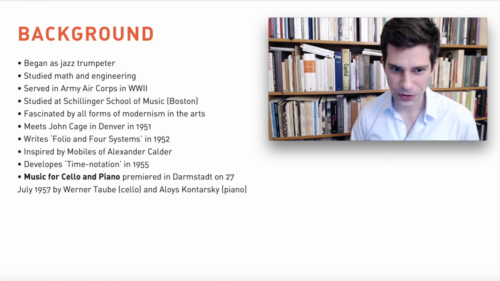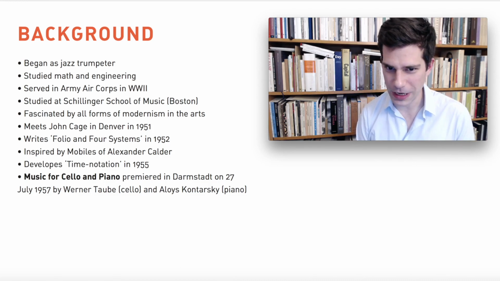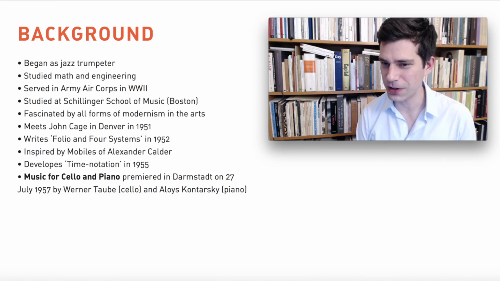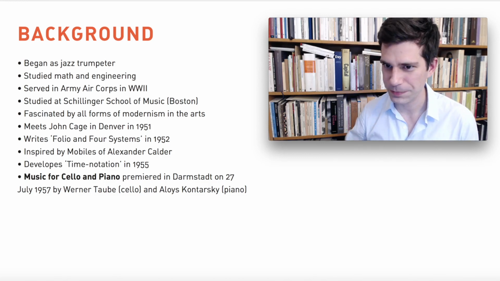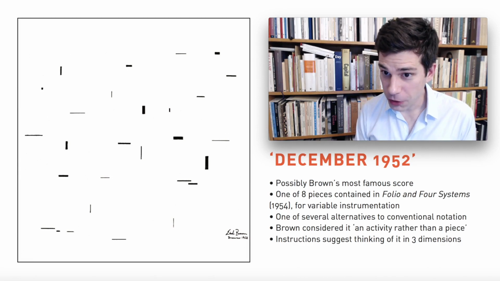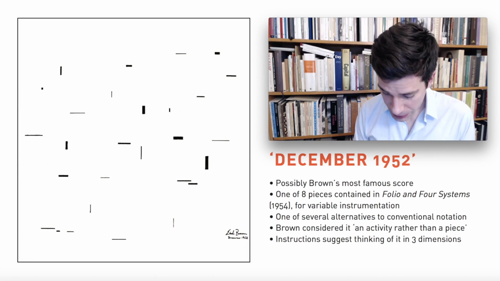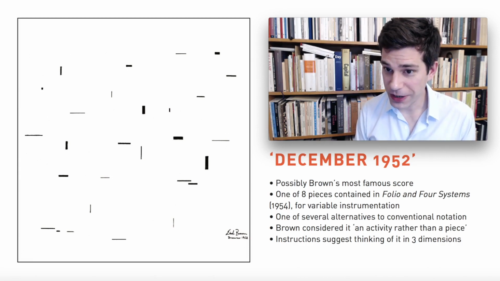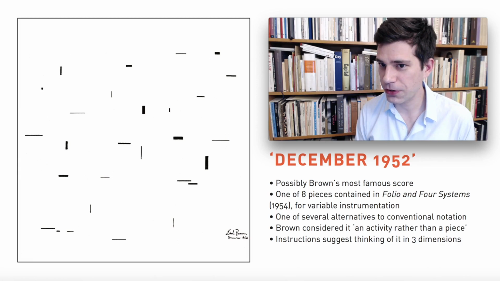So it's very significant that this piece, written by an American, was premiered in Darmstadt in 1957 and had a very significant impact on the European contemporary music community. So to talk about Folio and Four Systems, this is a sort of digest of 8 scores that Earle Brown created, each of which uses a different form of musical notation. And in each case, it's a very radical form of musical notation.